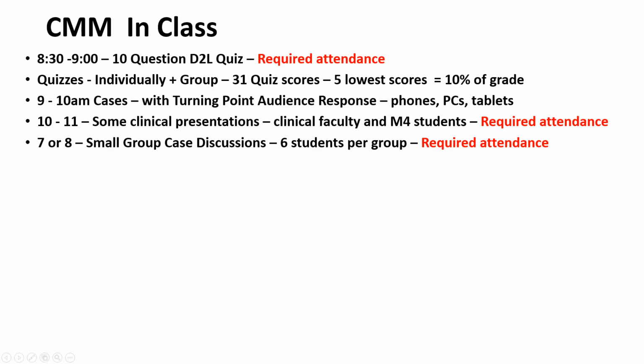Then we have 7 or 8 small groups. I think this year we have 7, but quite often we've been having 8. We have small group case discussions where we discuss a disease. Each faculty member takes 3 groups of 6 students at different times, like 1 o'clock, 2 o'clock, and 3 o'clock in the afternoon, and attendance is required for that. We spend 45 minutes to an hour talking about that case, and the students interact with each other and with the faculty.